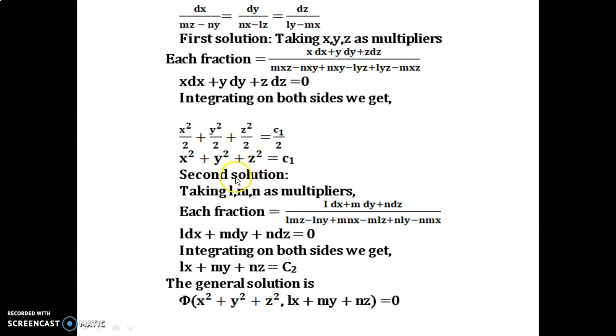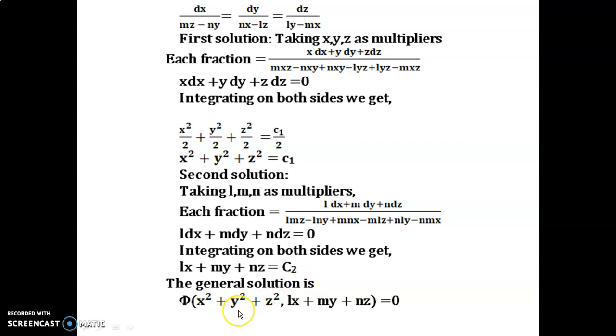This is the first solution. For the second solution, taking l, m, n as multipliers. Multiplying by l, m, and n, we get lmz minus lny plus mnx minus mlz plus nly minus nmx. So the lmz terms cancel and the remaining terms become 0. Integrating on both sides, we get lx plus my plus nz equal to the second constant of integration C2. Thus, the general solution is phi of C1, C2.